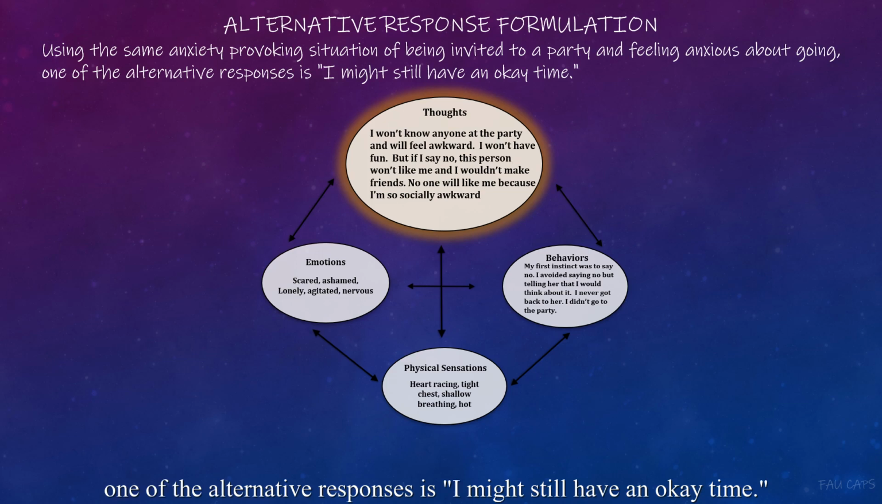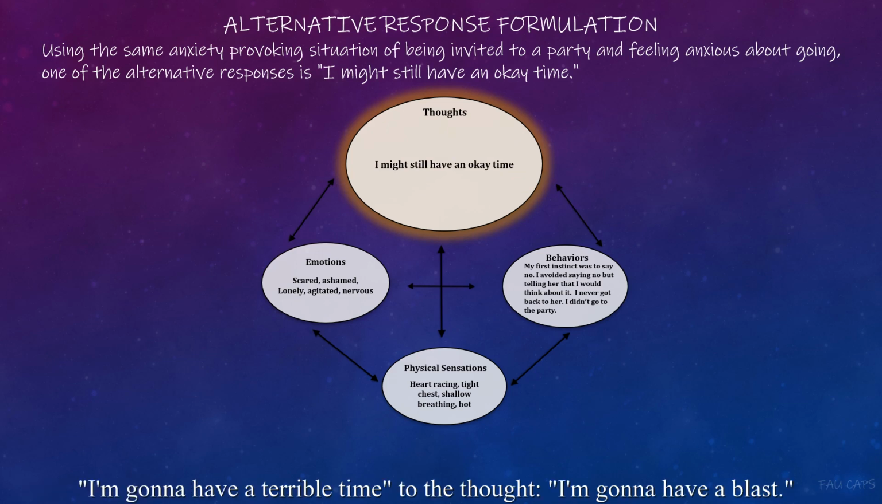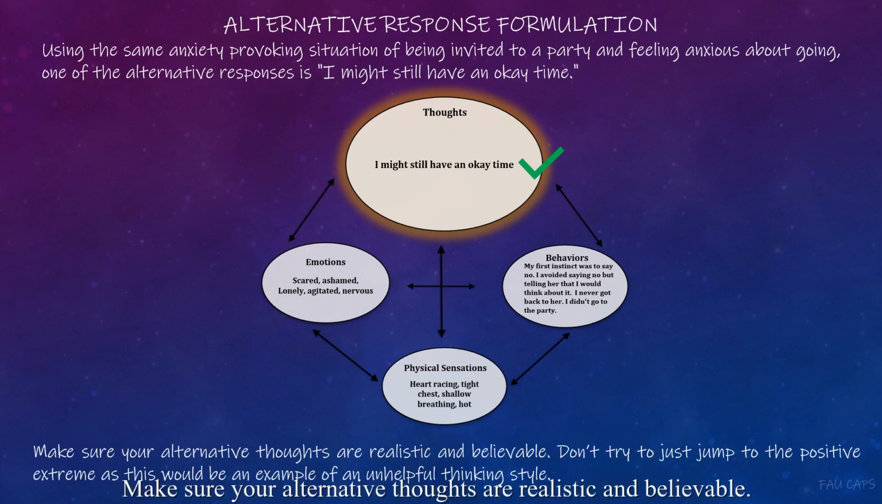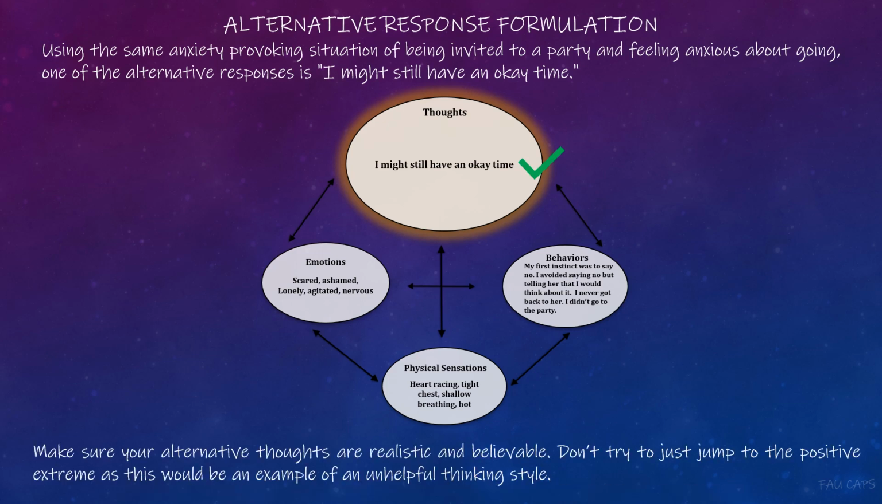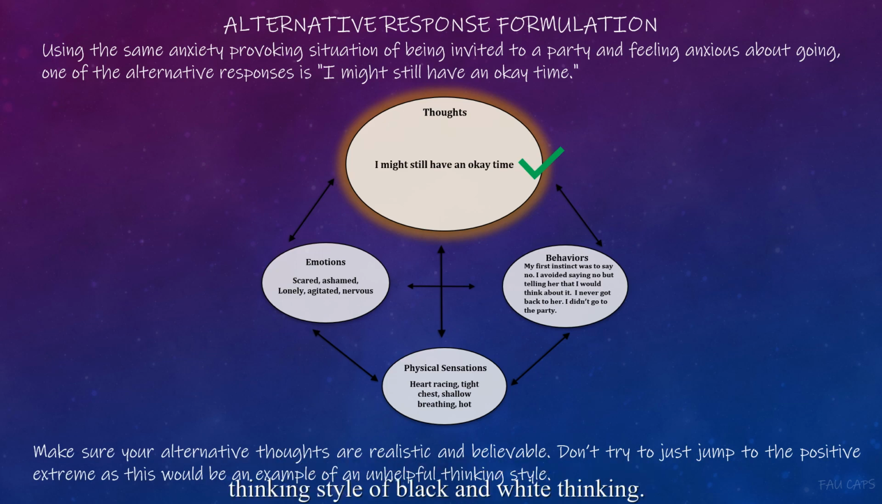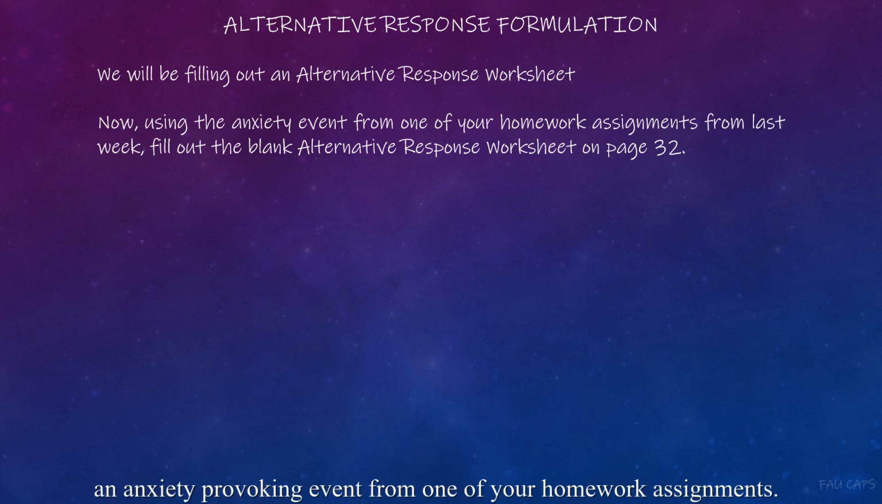For example, using the same anxiety-provoking situation of being invited to a party and feeling anxious about going, one of the alternative responses is, I might still have an okay time. It is important to remember that you're probably not going to jump from the thought, I'm going to have a terrible time, to the thought, I'm going to have a blast. Make sure your alternative thoughts are realistic and believable. Don't try to just jump to the positive extreme, as this would be an example of an unhelpful thinking style of black and white thinking.